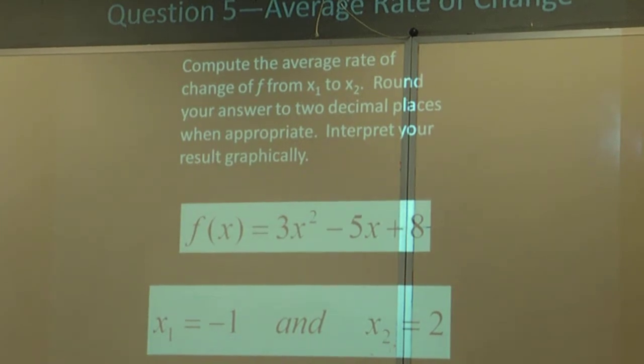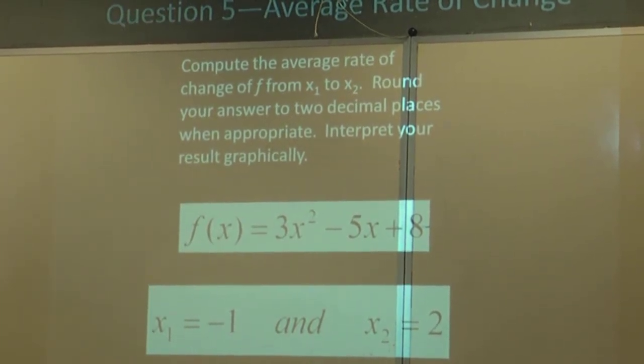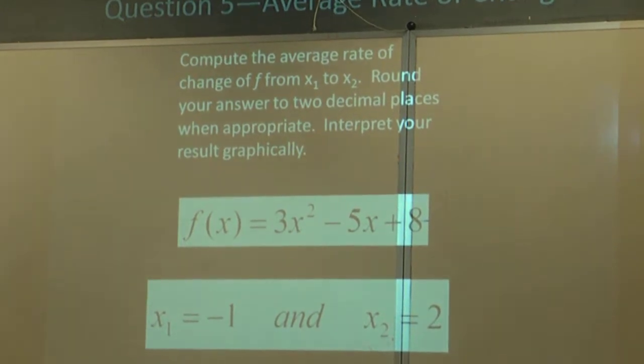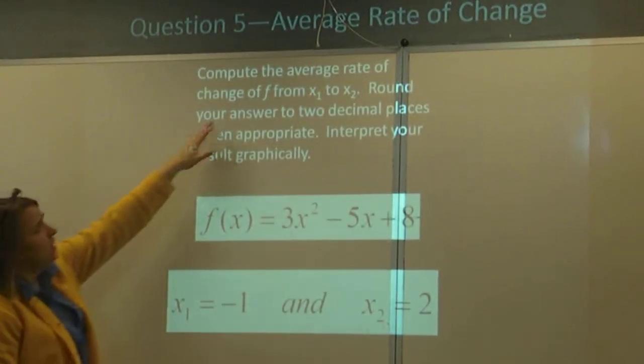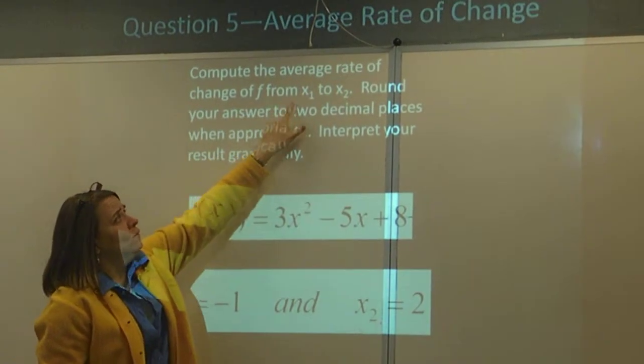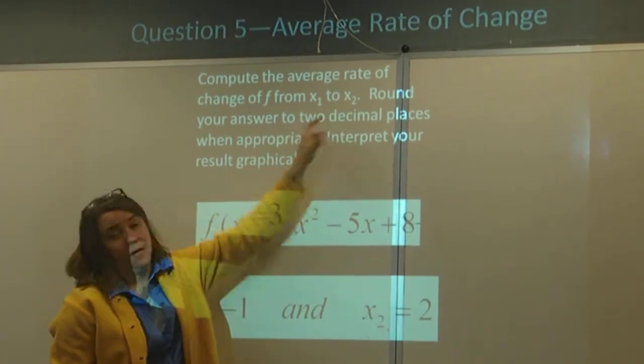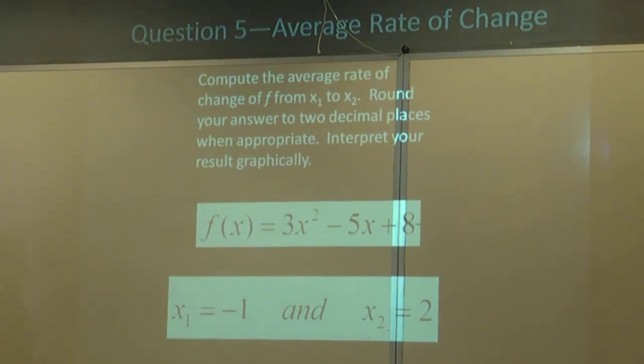So for any type of function, we can find an average rate of change, and it's related to slope. So we can find the average rate of change of any given function f from one point in its domain to another. And then the final exam is going to have you round your answer.